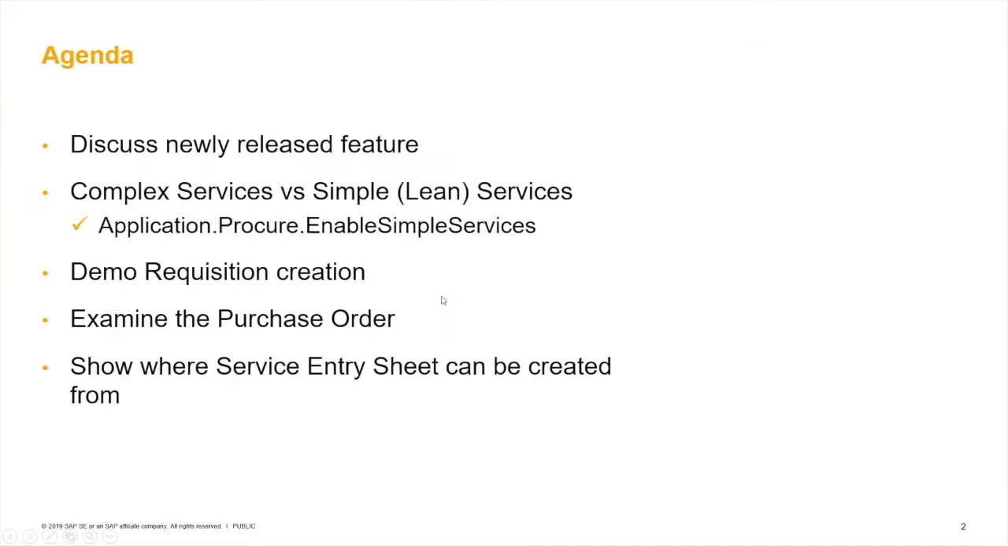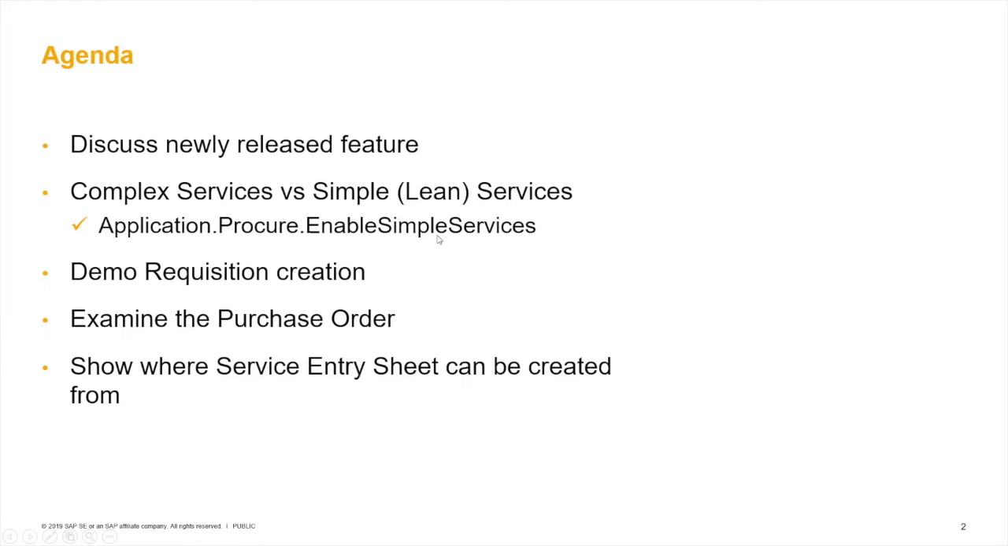In this video, we will discuss the details of this newly released feature. We will look at complex services quickly, and then we will talk in more detail about the simple services. Note that you may hear other terms such as lean services, which is how it's called in SAP ERP. So there may be other terms to describe this simple service. This is the parameter to turn it on.